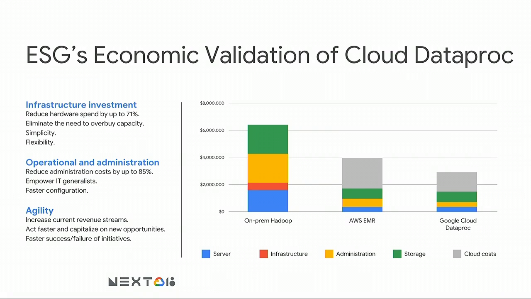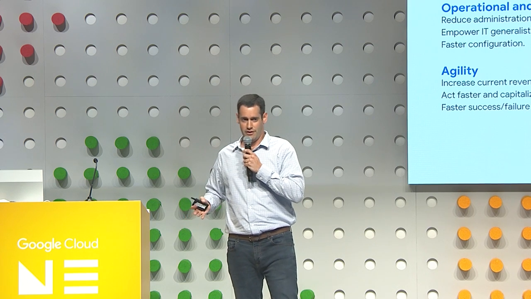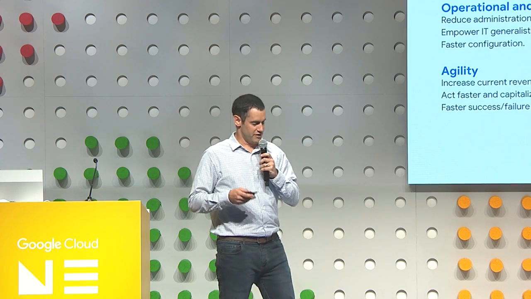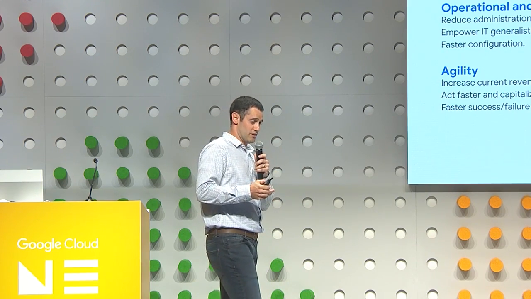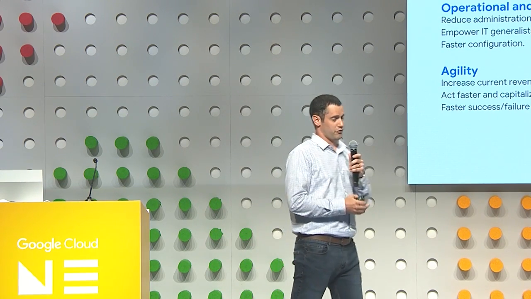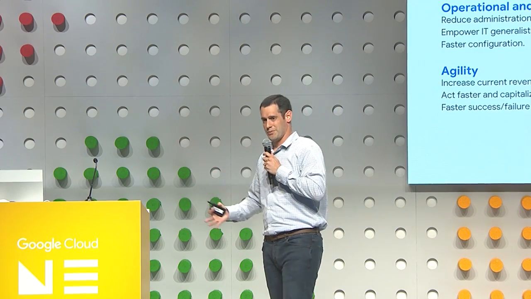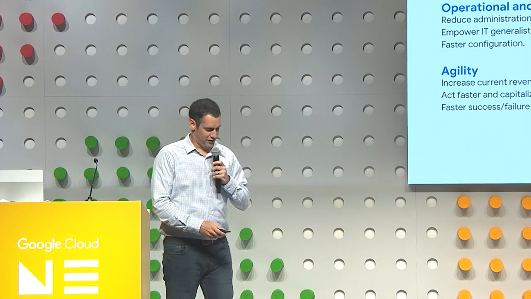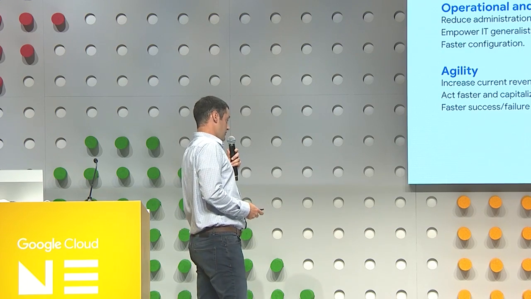So we leveraged the same buckets as before, but we broke it down a little differently to account for Hadoop and Spark to some degree. And we broke out server and storage separate because it's decoupled. We also factored in infrastructure. Infrastructure here happens to be specifically associated with power, cooling, floor space, that kind of stuff. And then finally, administration and those cloud costs.